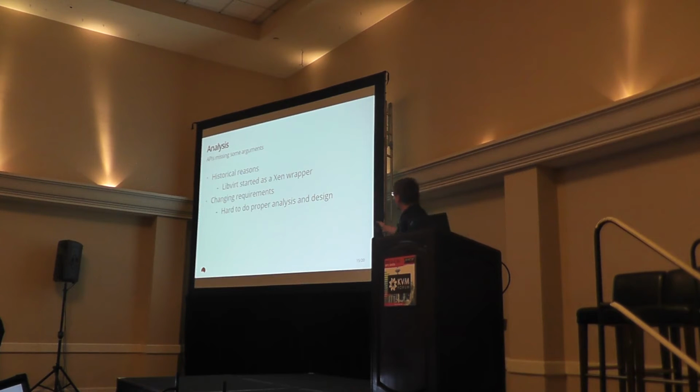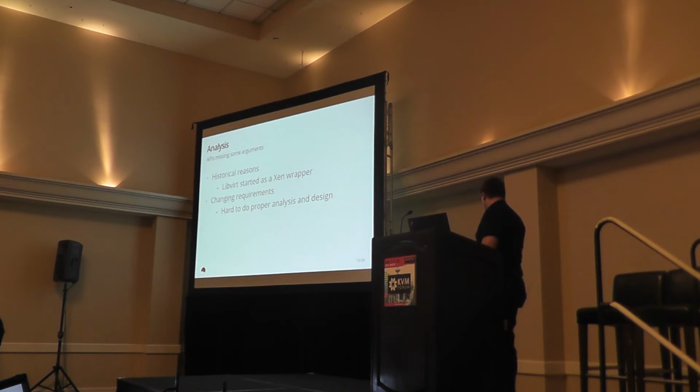So let's analyze what was the source of the mistakes. Well, firstly, as I've already outlined, the historical reasons. The set of hypervisors that we wanted to support has changed during the time. Moreover, so did the requirements, which means whenever you are introducing a new API, it's hard to follow any software engineering methodology to do the proper analysis and design.